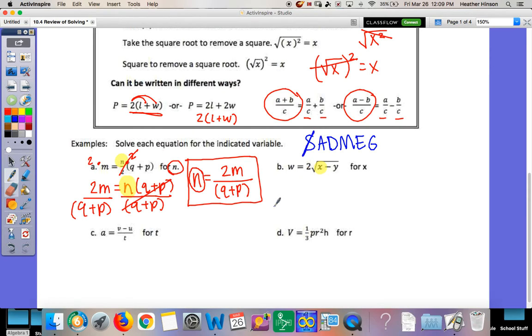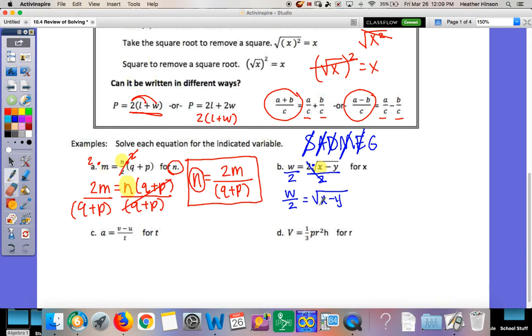Do we see addition? No. Do we see division? No. Multiplication? Yes. This is 2 times that square root. So how do I get rid of multiplication? I divide. Divide out the 2, and it moves to the other side. Okay, do I see an exponent? No. Do I see a grouping symbol? Yes. That square root is a grouping symbol.